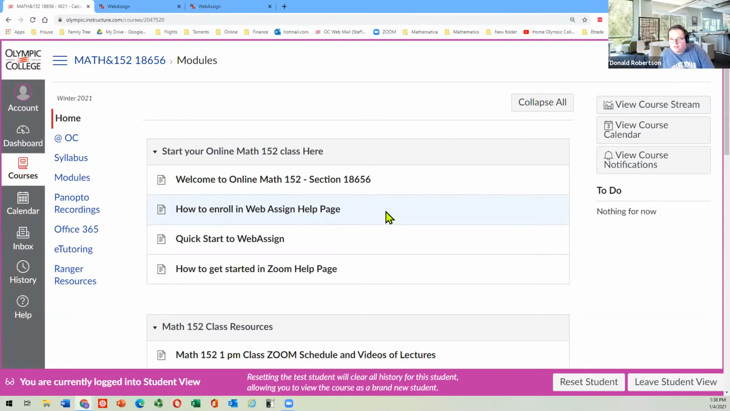Is that what you're seeing right now? I see some nods. Am I showing you a Canvas page right now? Yeah. Okay, we're good.